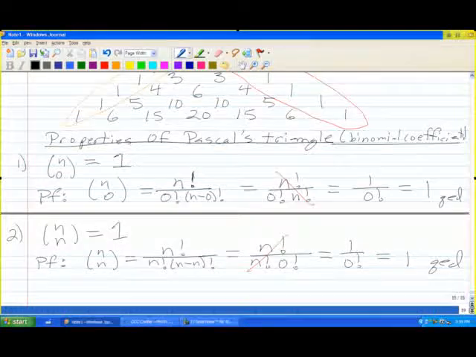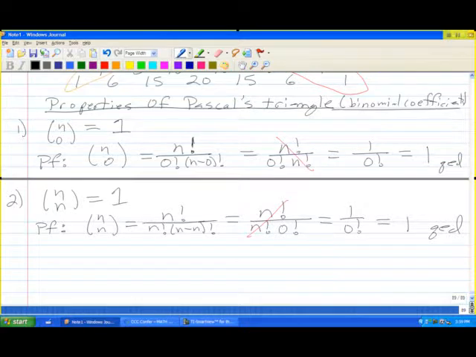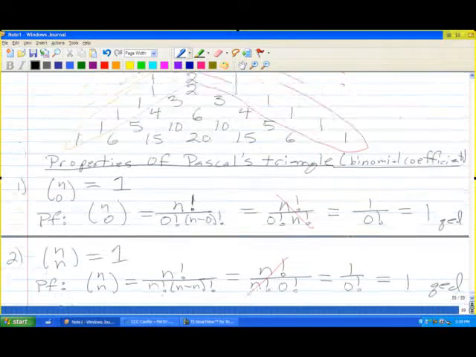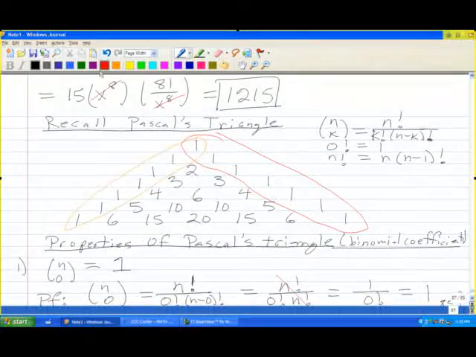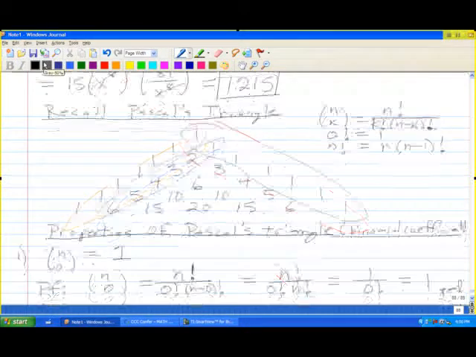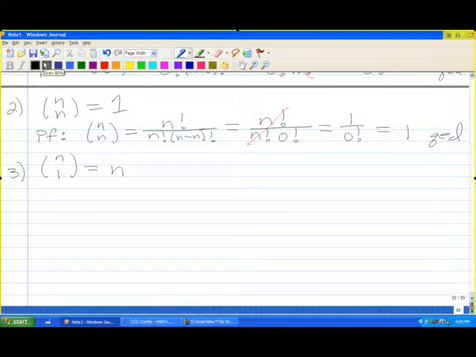Let me do the third property. nC1 is n. And so, if I look at these, they are always just n. And so that's 1, 2, 3, 4, 5, and 6, etc. in this case.